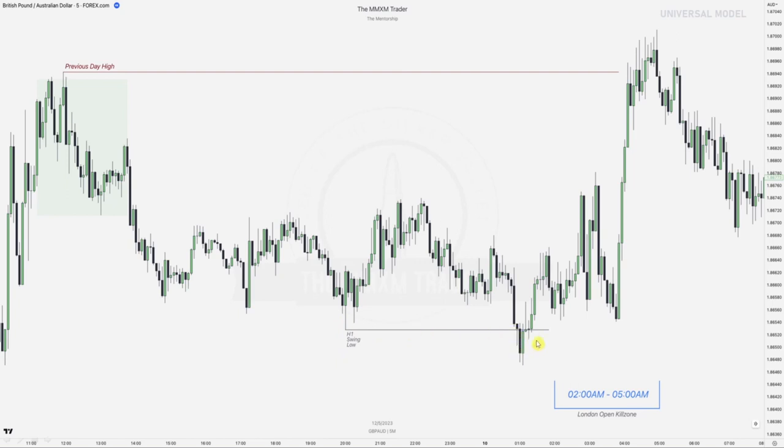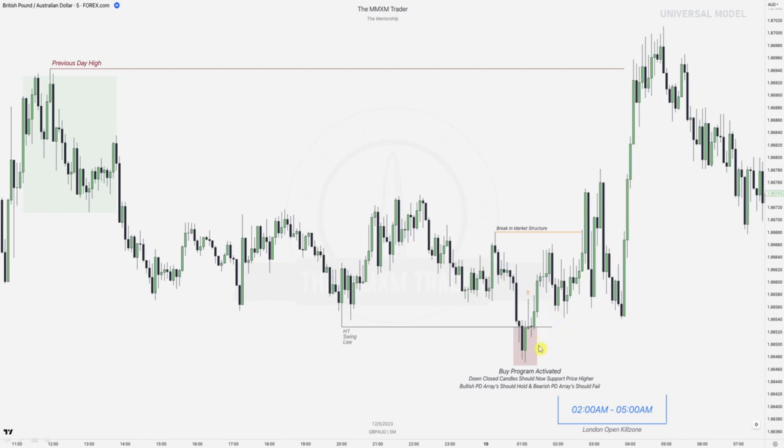Then waiting for a break of structure as always, and our buy program has been activated. Now, when a buy program is activated, all down close candles should now support price higher, right? And all bullish PD arrays should hold and all bearish PD arrays should fail. So over here, break of structure, first indication we're going into a buy program, then a very solid break of structure up here. And remember about that low resistance liquidity, right? We're looking for failure swings and equal highs and equal lows. So we're going into the buy side of the curve.